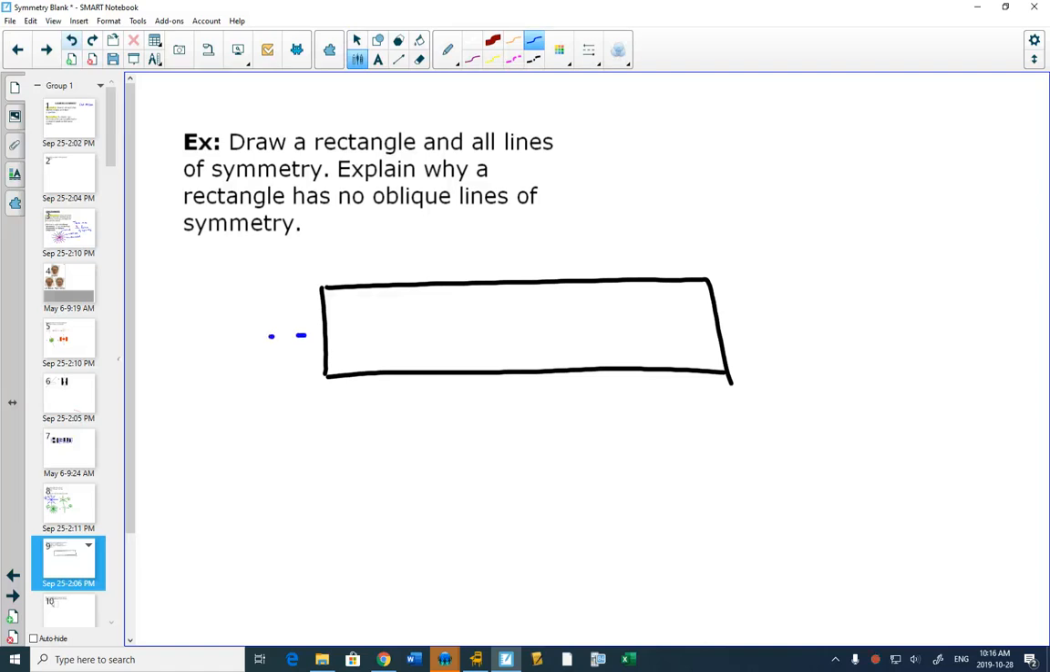If you have your mirrors, hopefully you checked and found there's a horizontal one, there's a vertical one. But if you tried the diagonal ones, because a lot of people think the diagonal would work, you find out that it doesn't reflect well. It does cut the rectangle in half, but it isn't a line of symmetry, right? So this one has only 2. If you tried your oblique one with your mirror, it just doesn't match up. It makes a kite shape instead.